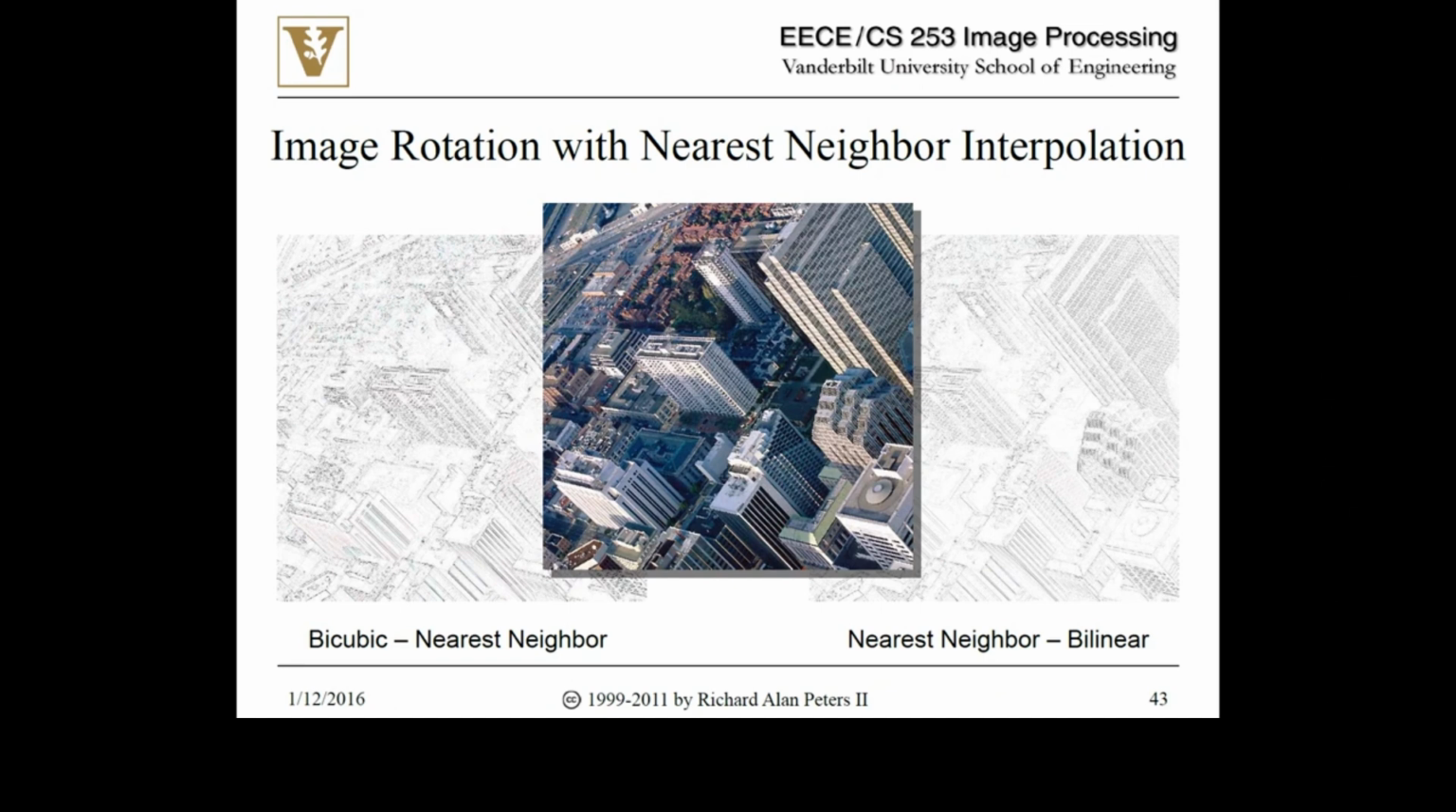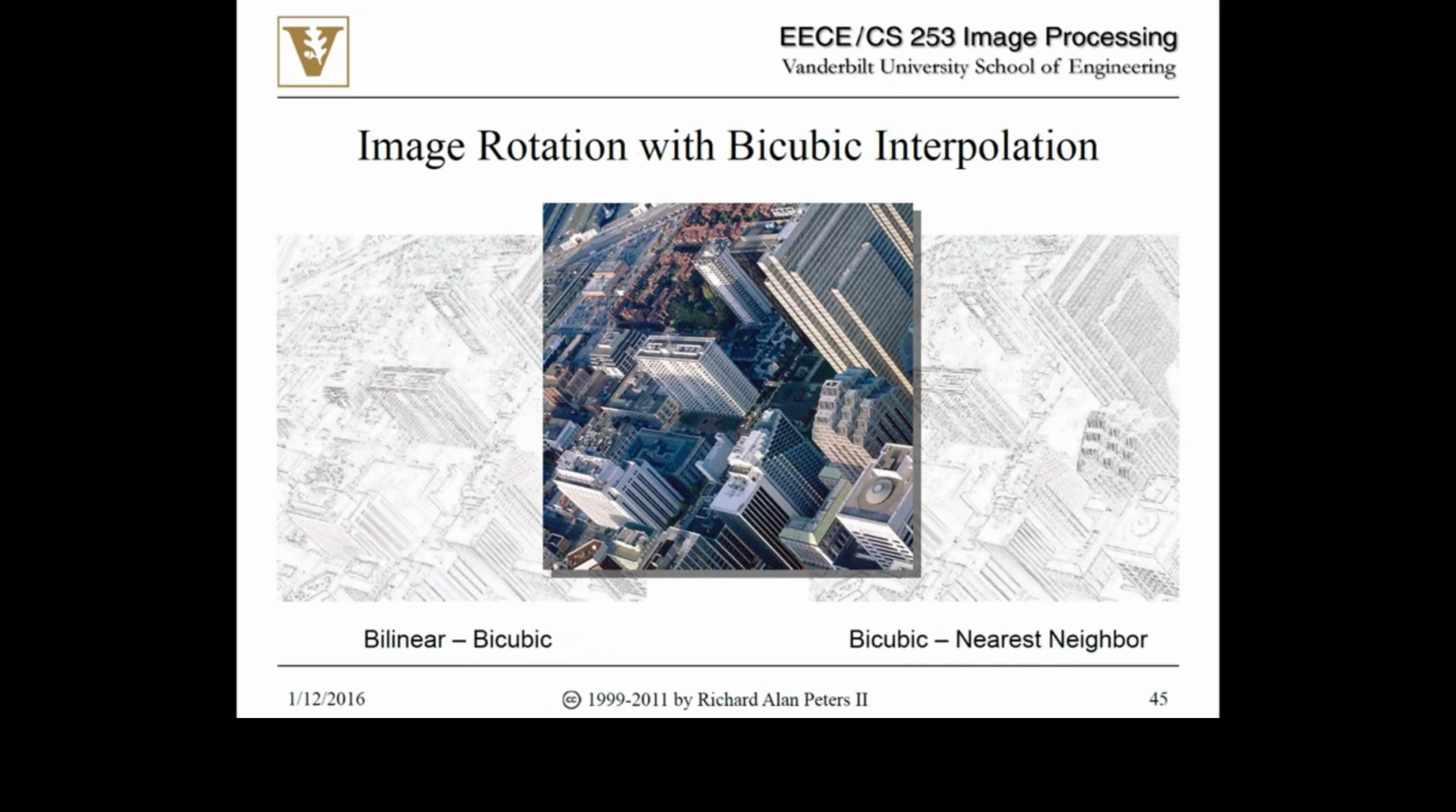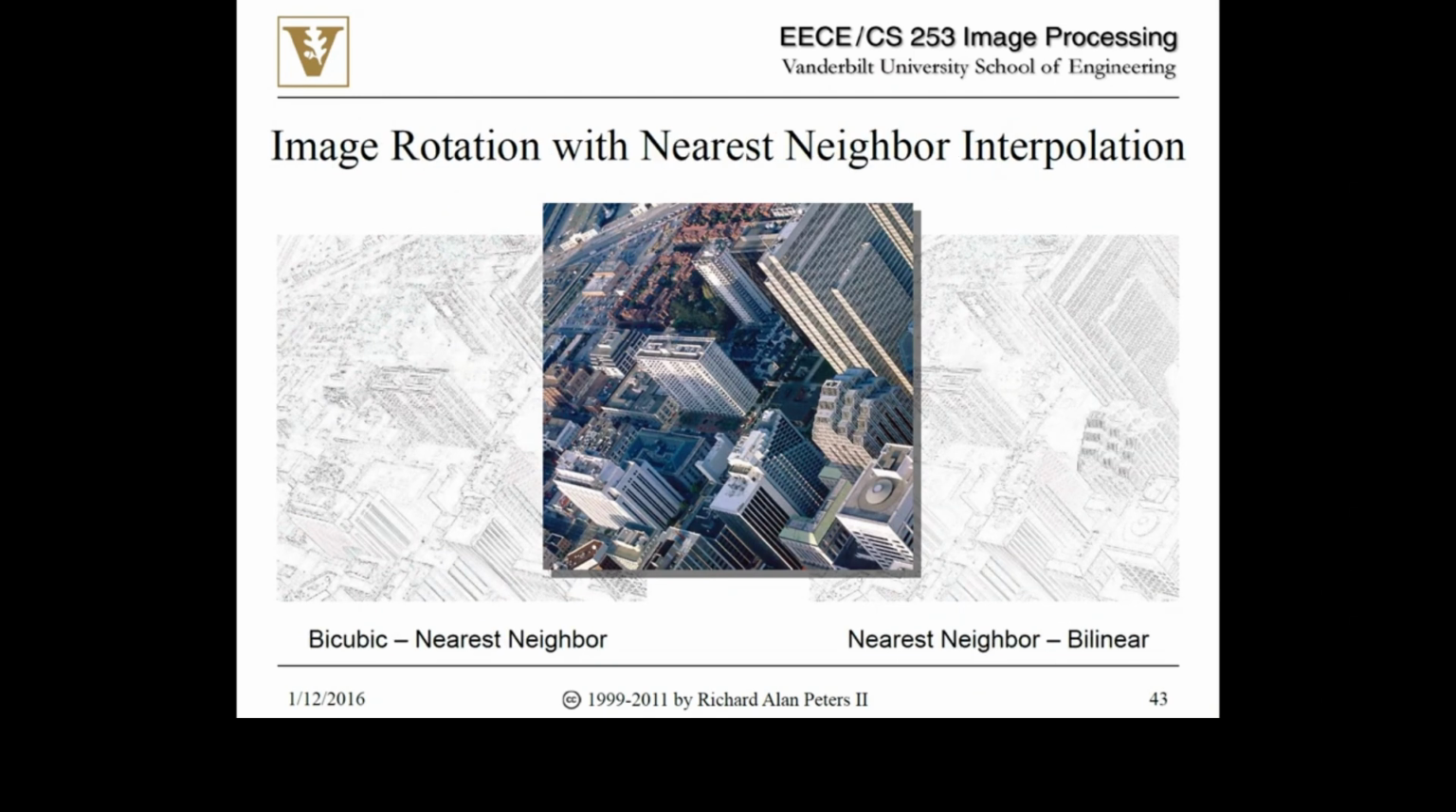And you can compare nearest neighbor to bicubic. Again, the differences are mostly at the edges. This is bilinear, and then we can compare bilinear with bicubic, and this is bicubic. Nearest neighbor, we already see this pattern. Let's look at these windows here. You see that you have some pattern coming from the aliasing.